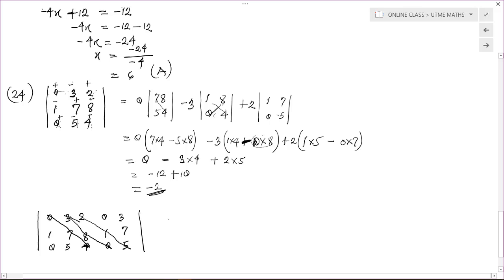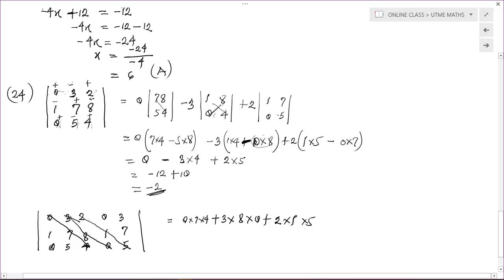So that means what we are saying here is 0 times 7 times 4 plus, here is 3 times 8 times 0 plus, then we have 2 times 1 times 5. Now, next is to take from here now down.